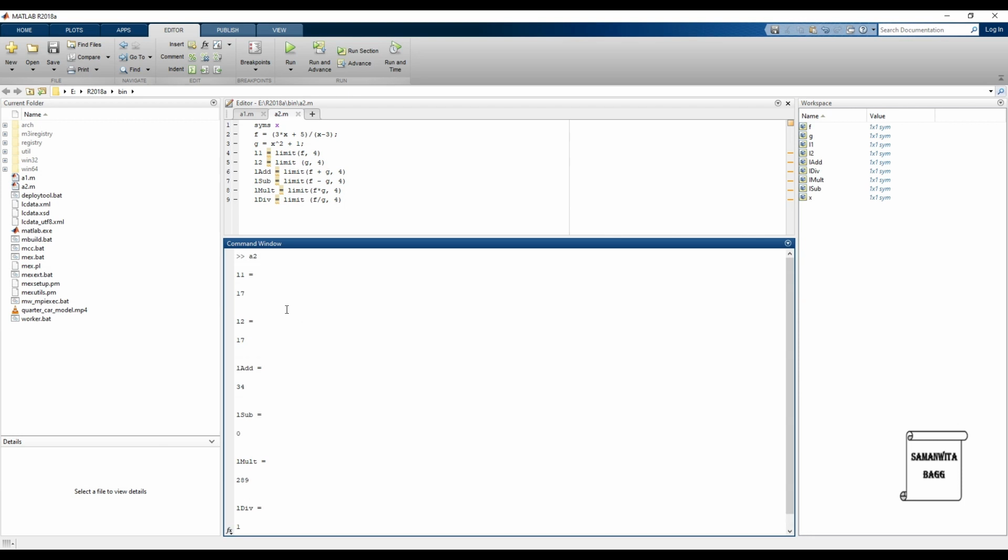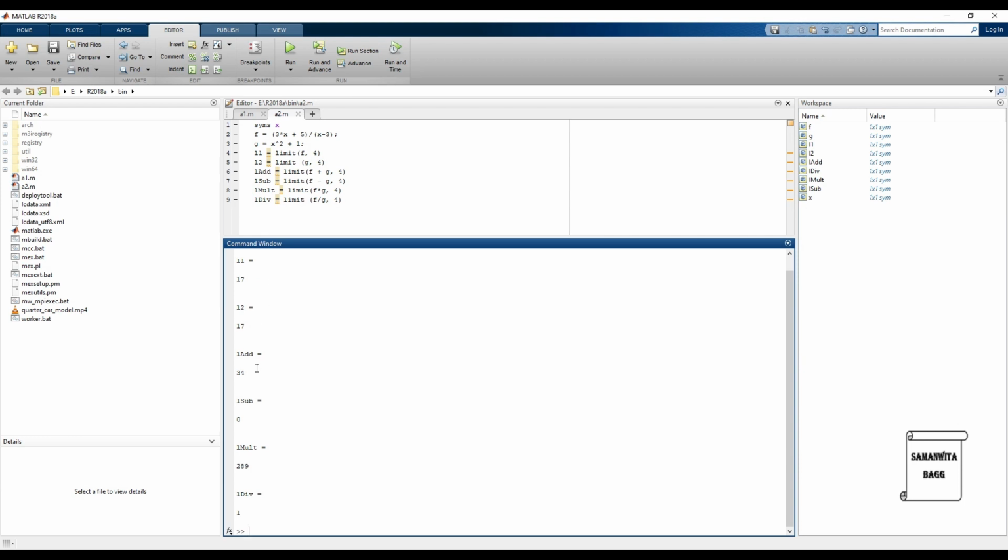I'll run A2. So you can see these values. For the first one, when I substitute x as 4, 3 into 4 is 12, 12 plus 5 is 17, and 4 minus 3 is 1. So the answer should be 17 upon 1, that is 17. For g, when I solve, this will be 4 square plus 1, so it is 17 again. So these two are calculating the value of the function.